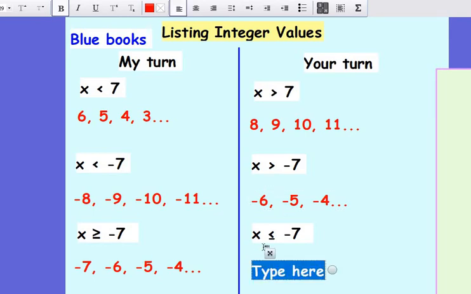And for the last one, I wanted numbers that were less than or equal to -7. Because of that equal sign, we can now have -7. We then need to go less than -7, so we can have -8, -9, -10, ... Please make sure you've got these examples written in your dark blue books.